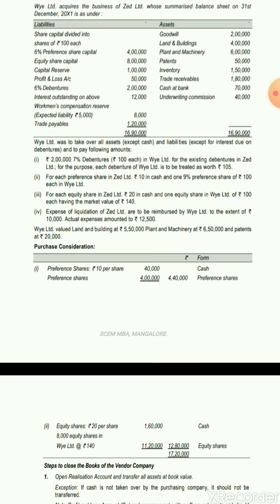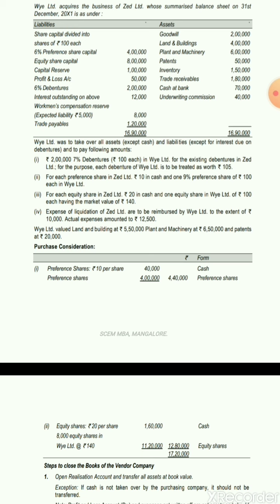Then see the second adjustment. For each preference share in Z Limited, rupees 10 in cash and 9% preference share of rupees 100 each in Y Limited. See here, this particular information has been given to make us understand how the preference shares of the transferor company have been settled. It is told that for each preference share in the transferor company, rupees 10 is given. For every share which is there in the transferor company, rupees 10 is given by the transferee company.